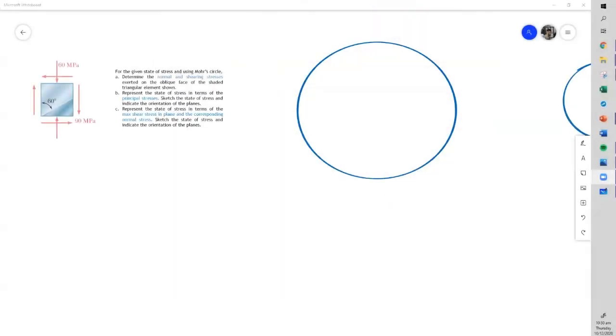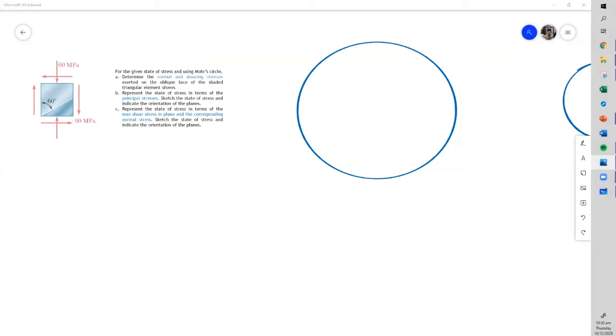So we have here a state of stress. Then we're asked to, using Mohr circle, hanapin yung normal and shear stress on this plane. And then i-represent natin in principal and then represent natin in maximum shear stress. Okay? So let's first answer the first item.